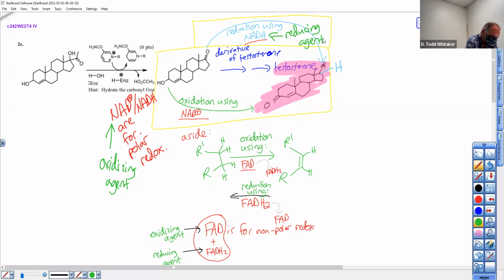Okay, so we got redox review when it really counts, because you're about to move on to organic chem. Biochem, this is organic chem. We're doing NAD plus oxidation right here. But it says you're supposed to hydrate the carbonyl first.